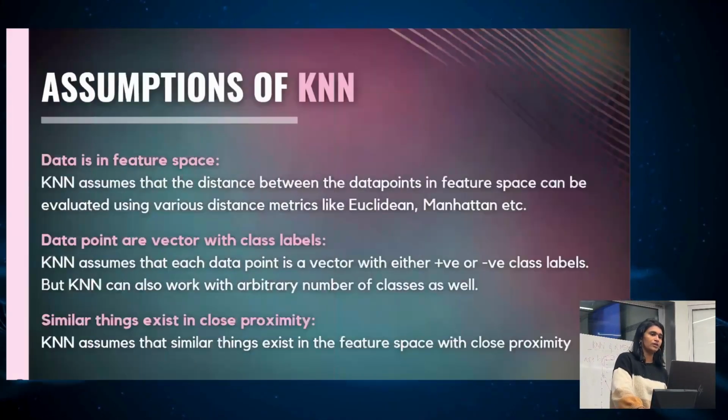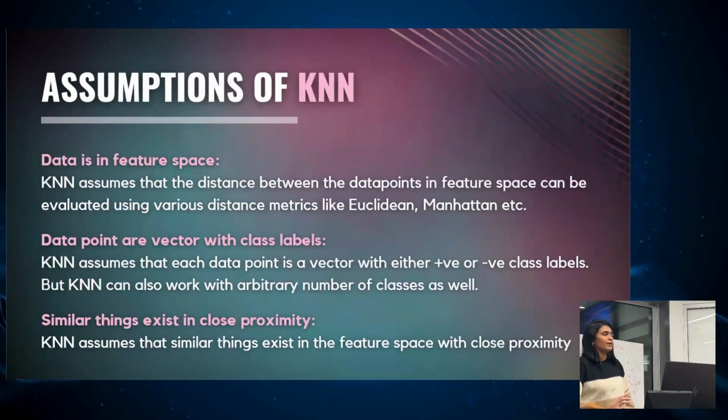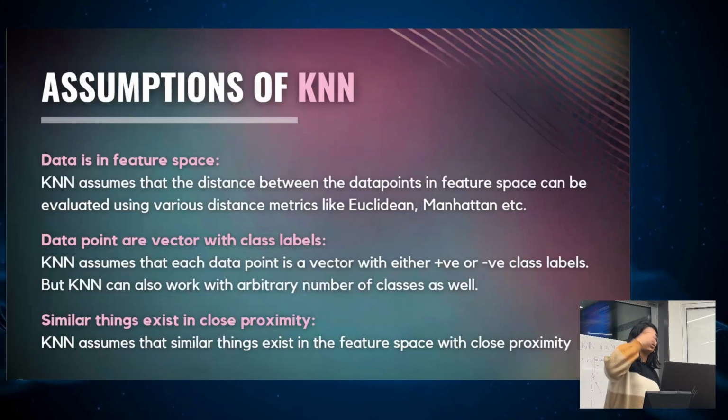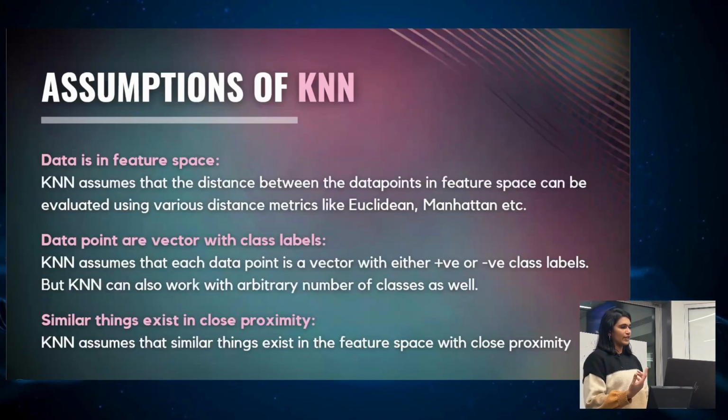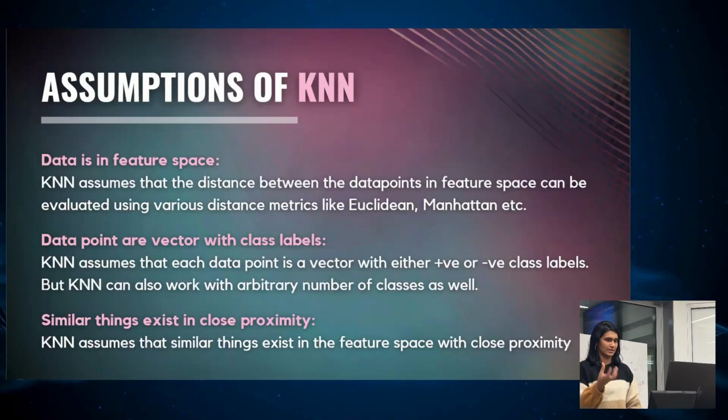Okay, what are we assuming in KNN? First, data is in feature space. Feature space is nothing but a Cartesian coordinate system, because we will be dealing with distances, so we need to know the exact values of x and y to calculate this. That's the first assumption. The second assumption is that all these data points have some sort of class labels, either a positive or negative association, or it can deal with an arbitrary number of classes as well.